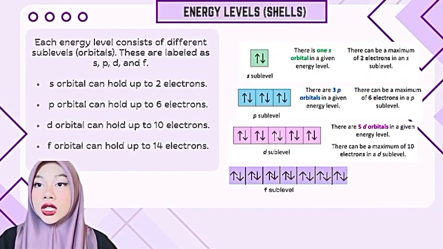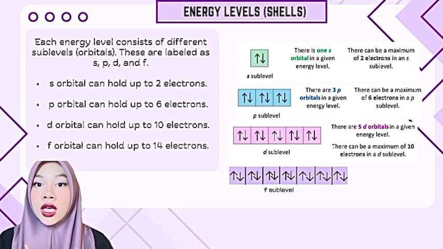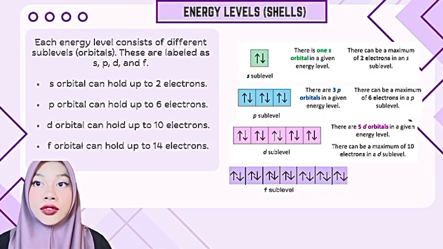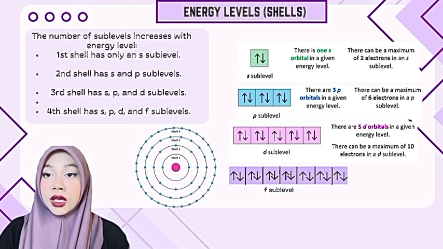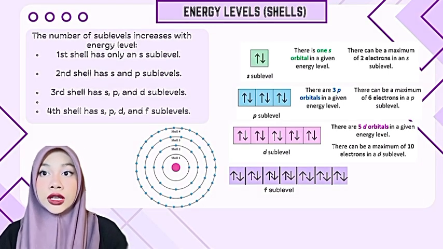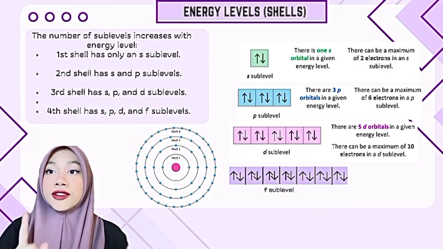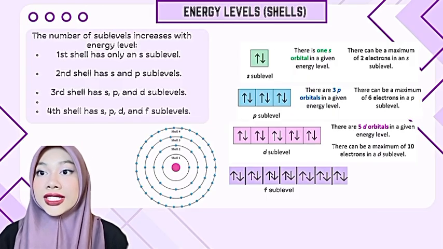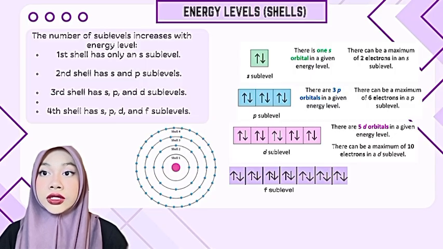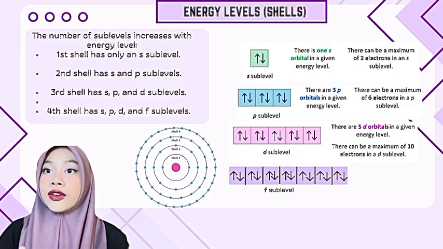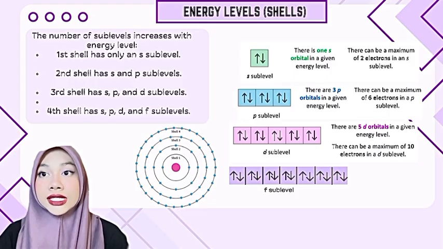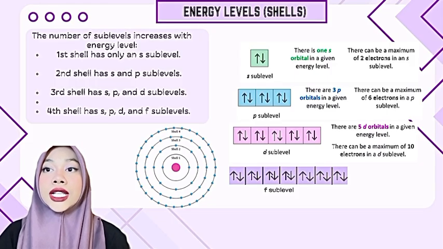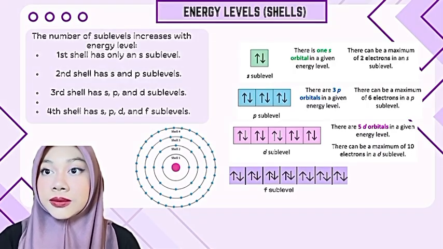The energy level consists of different sub-levels that are labeled S, P, D, and F. The number of sub-levels increases with the energy level. For example, the first shell has the S sub-level. The second shell has S and P sub-levels. The third shell has S, P, and D sub-levels, while the fourth one has S, P, D, and F sub-levels.